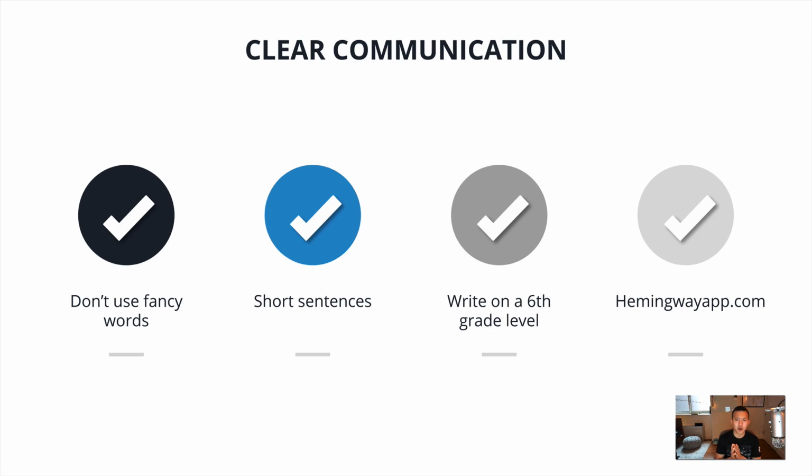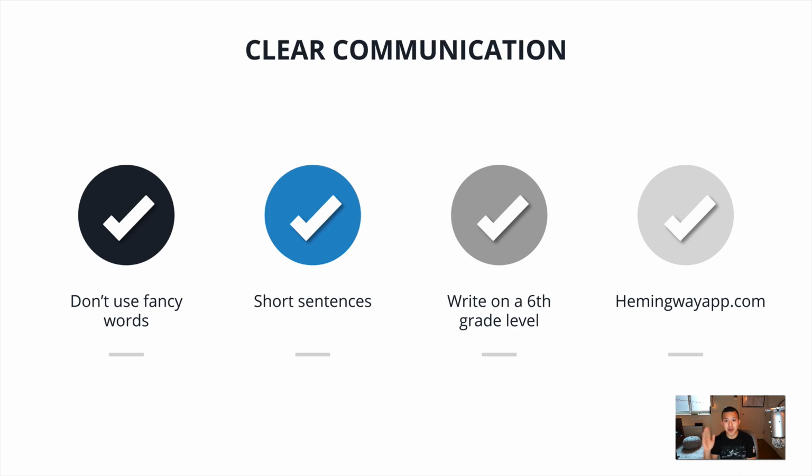This is very tactical, but clear communication. Don't try to be clever, guys. Don't use big fancy words. Use short sentences. Use plenty of spacing. You'll see a lot of copywriters, they don't write in paragraphs. They'll write like double space after each sentence because that's easier for the eyes. Because a lot of people are just ADD these days. Write on a 6th grade level.